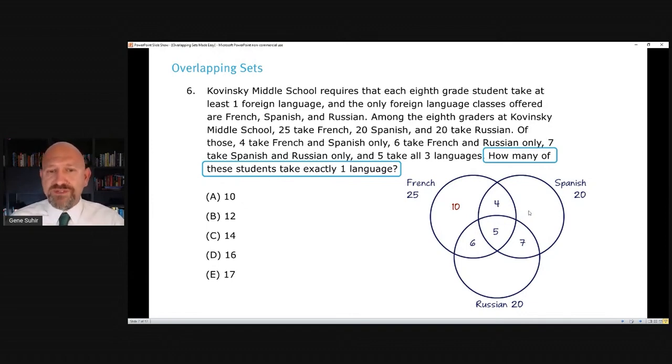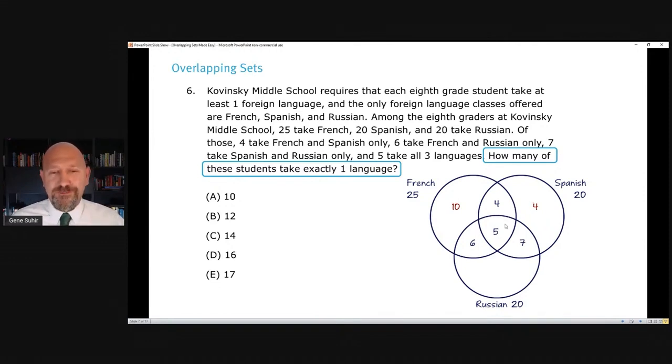In our Spanish circle, we have to add up to 20. We already have 3 regions, the 5, 4, and 7. That adds up to 16. We've got to get up to 20. So now we have 4 people in that remaining region for Spanish. That's Spanish only. Muy bien.